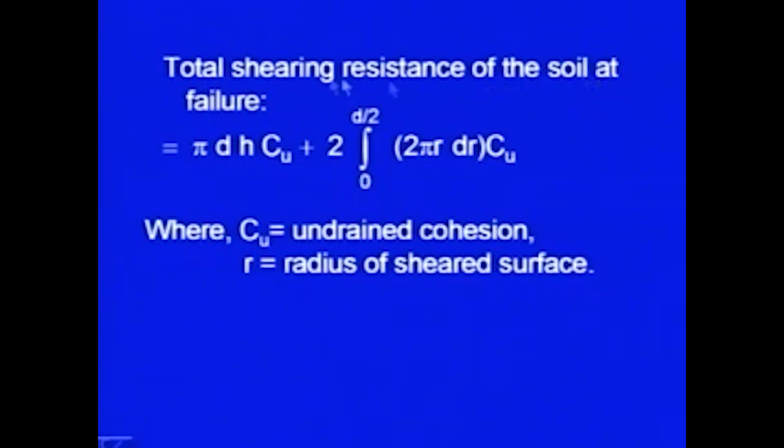Total shearing resistance of the soil at failure will be equal to, along the periphery of the cylinder, pi into d, this is the perimeter, into h. So, this becomes the surface area, into Cu. Cu is the undrained cohesion. This is the force acting along the periphery of the cylinder, and 2 times this is the force acting at the top. So, 2 pi r dr: we are taking a small strip of radius r and thickness dr. So, 2 pi r dr will be the area of that strip, and it is multiplied by unit cohesion. That gives you the shear strength at the top, and it is calculated 2 times, that is, for the bottom. So, Cu is the undrained cohesion and r is the radius of the sheared surface.